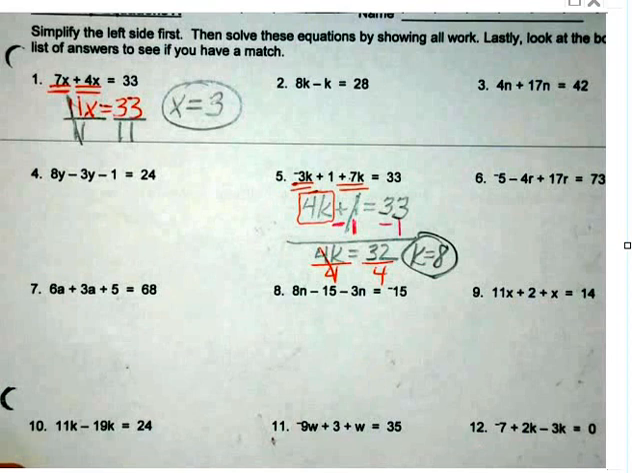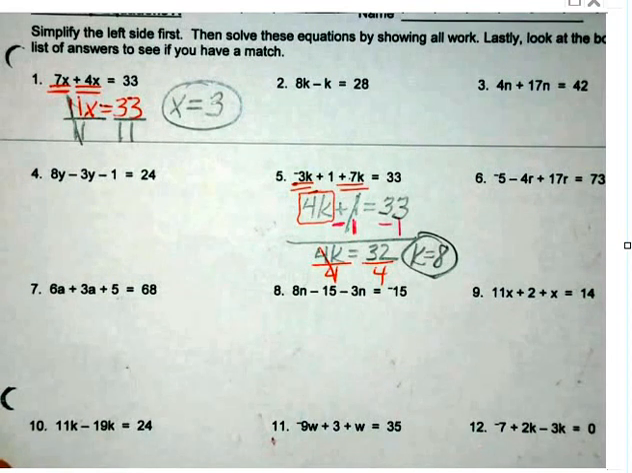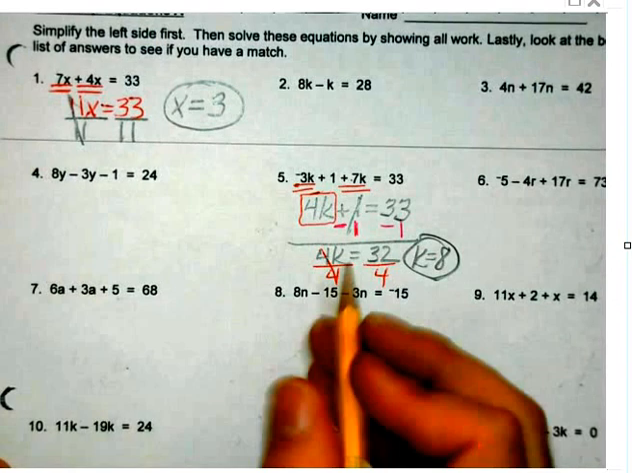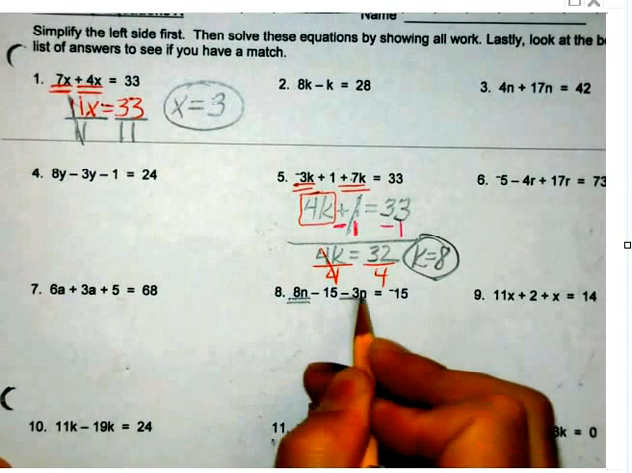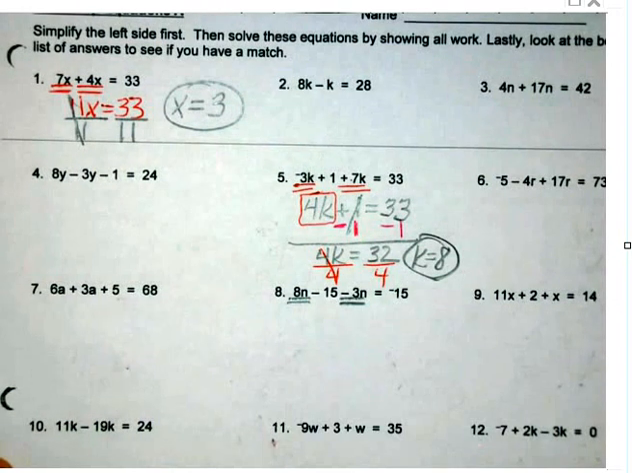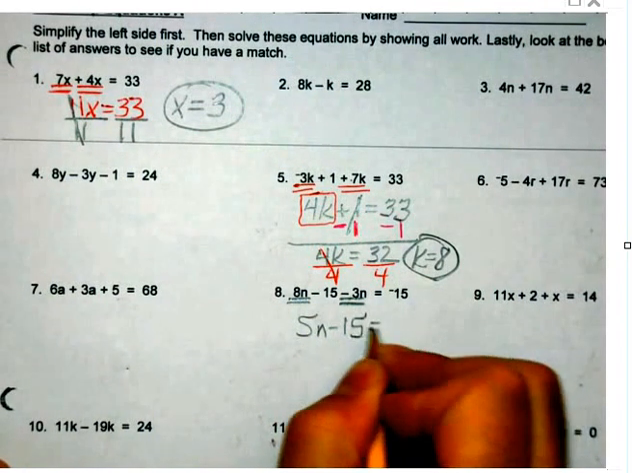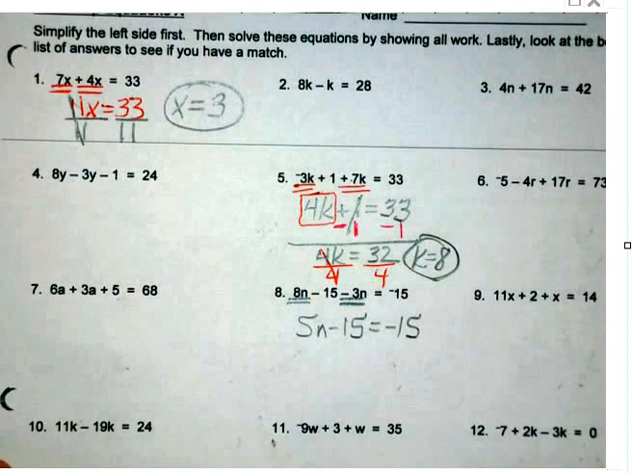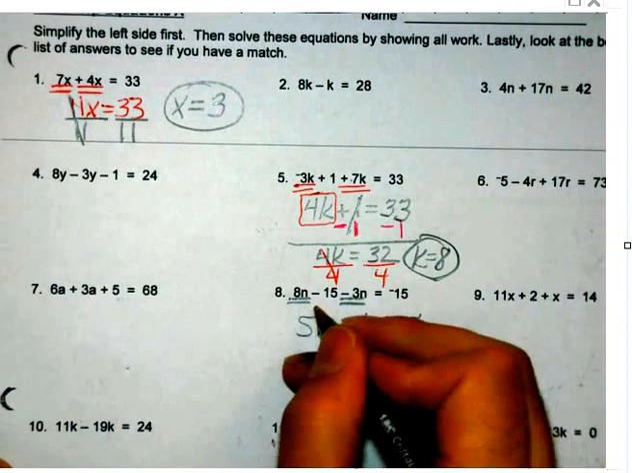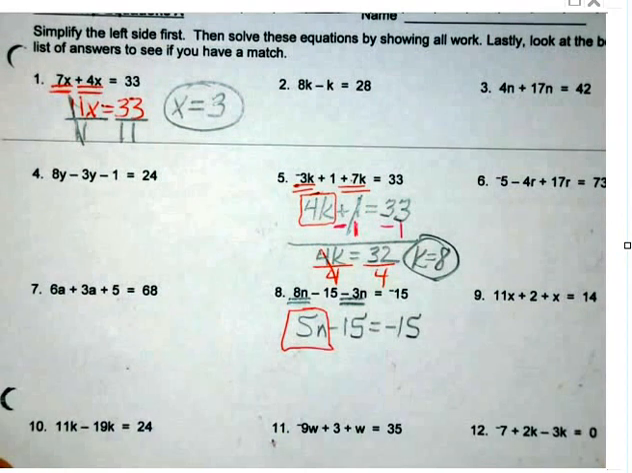Oh, we got to find one more. Let's see. I'll find a doozy. 8. Okay, let's do 8. Get the n's together. So I have 8 minus 3, or 8 and negative 3. What's that give me? 5n minus 15 equals negative 15. Okay, next goal, got to get 5n alone.